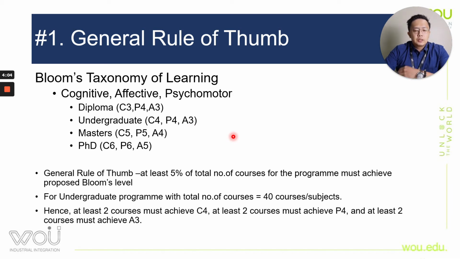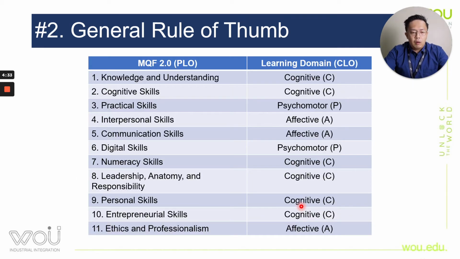There are a few ways you can play with the first rule of thumb. First, you follow this one exactly: when you design your diploma program, you should not exceed C3, P4, or A3. If you are doing an undergrad program, you should not exceed C4, P4, or A3, and similarly for master and PhD. Or you can follow the calculation using the at least 5% method times the total number of subjects that you have. You can use this method to help you. Or you can have this to help you as well. You look at the MQF 2.0. You remember that all your CLOs need to be mapped against the MQF 2.0, which is your PLO.